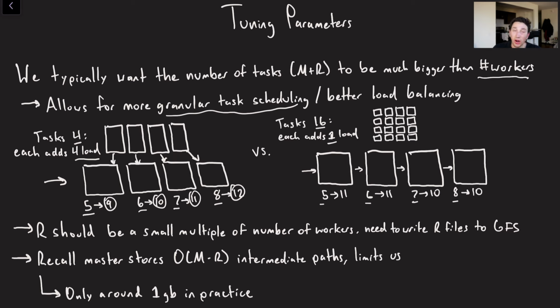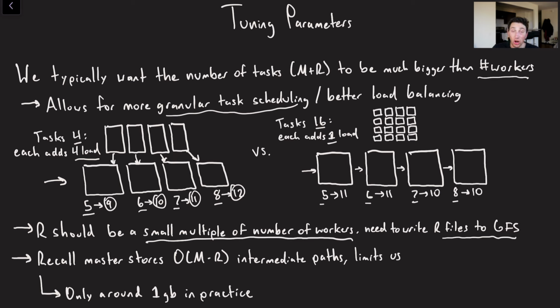So M plus R, hopefully that makes a lot of sense, but what should we choose for R, right? Because that is something that we very explicitly choose. Well, typically we don't want it to be too big, the reason being that the bigger the R that we choose, the more files that we have to write to GFS, and that's expensive. So typically we want it to be a small multiple of the number of workers that we're going to be using on our batch job. If we have 5 workers, something like 10 or 15 as the number of GFS files that we write seems pretty reasonable.